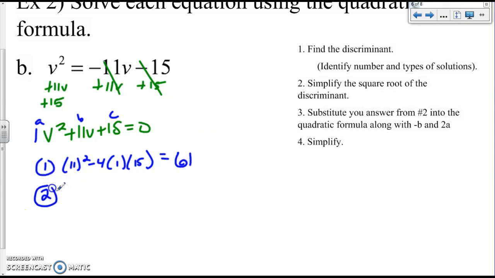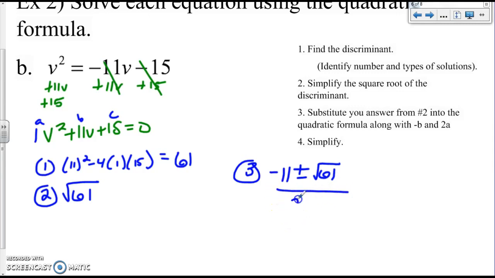Okay, now step 2 is to take the square root of that. I can't simplify that at all, so I'm going to leave that. Step 3, I'm going to plug it in. So this goes into my quadratic formula along with the opposite of b. So the opposite of b is negative 11 plus or minus, we found the square root of 61 in steps 1 and 2, all over 2 times a, which is 1. Okay, so 2 times 1 is 2. I get negative 11 plus or minus the square root of 61 all over 2. I actually can't do anything else to break that down since 61 is not divisible by any of our perfect squares. So that is our final answer. That equals b.